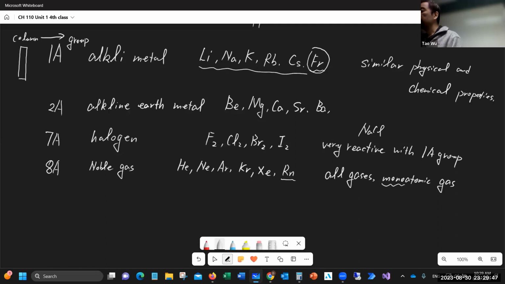Mono, in chemistry, is a prefix that means one. Monoatomic means gases that are just one atom. Those are all just one atom, but they are all gases. It doesn't matter which one. Even radon, which is very, very heavy, shows up there, but it's still a gas, okay?